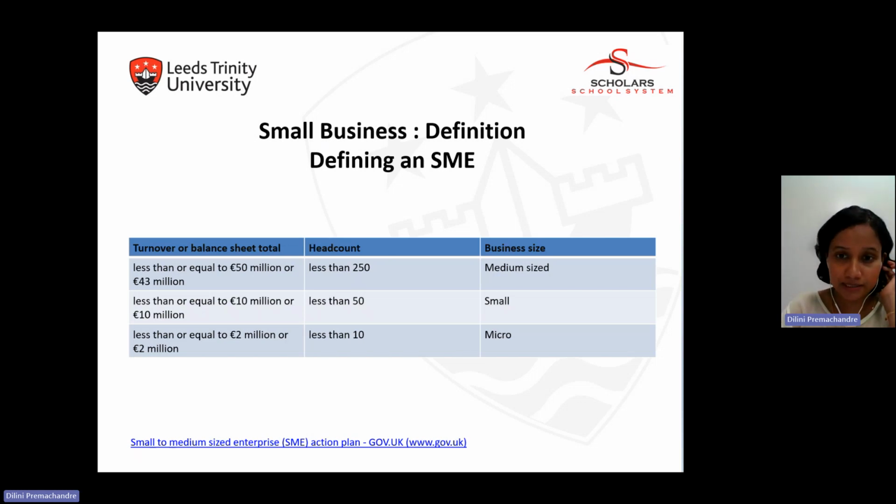And for a medium sized business, the number of employees has to be less than 250. That means within 50 to 250. If the number of employees are within 50 to 250, we will identify it as a medium scale enterprise. And the turnover has to be less than 50 million euros, and balance sheet value has to be less than 43 million euros. So this is how we can distinguish between micro business, small business, and medium scale enterprises.